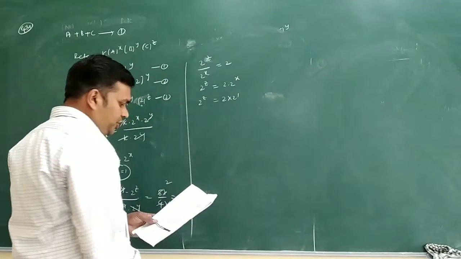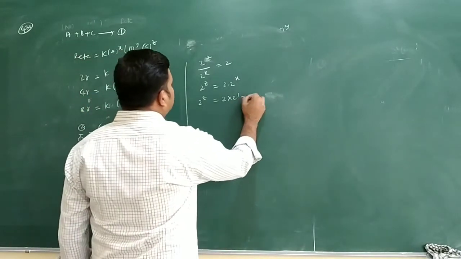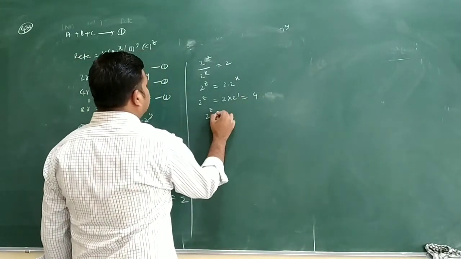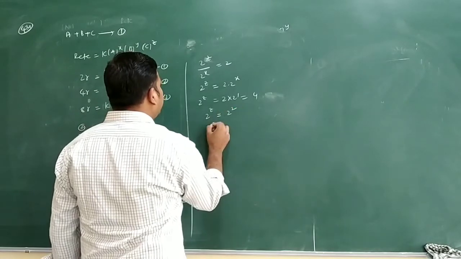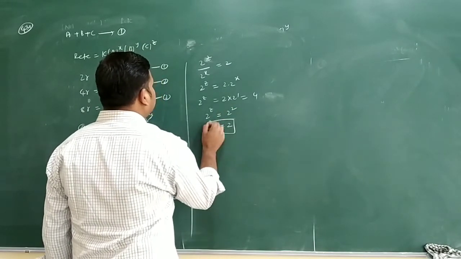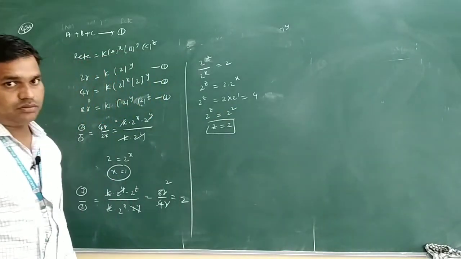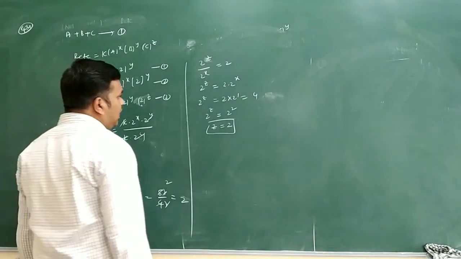So 2 into 2 power 1 means what you will get? You will get 4 only. So 2 power z is equal to 4 means what? 2 square. Z is equal to 2. Then what we will find out here? We will find out the y value.